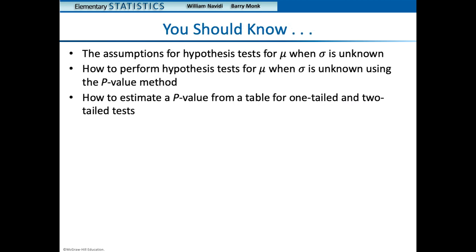So that wraps up this section. We've looked at the assumptions for hypothesis tests for testing about a mean when sigma is unknown. We've looked at how to perform the test using the p-value method and how to find the exact p-value using your calculator, and also how to estimate a p-value from a table. In the next section, we will go over the process for conducting a hypothesis test about a proportion. So that wraps it up for this one, so thank you.